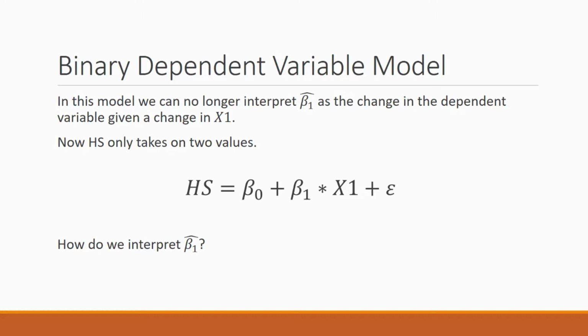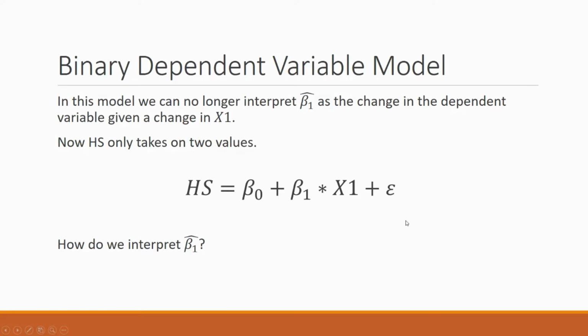So the first thing that we probably will notice is that the interpretation, or the way that we would approach this model, would be very different. So let's say we ran this regression. Now the dependent variable only takes two values. It's only 1 or 0. So the way that we would interpret this beta 1 would have to be very different. We need to realize that by looking at this, it is a very different model than we had before.